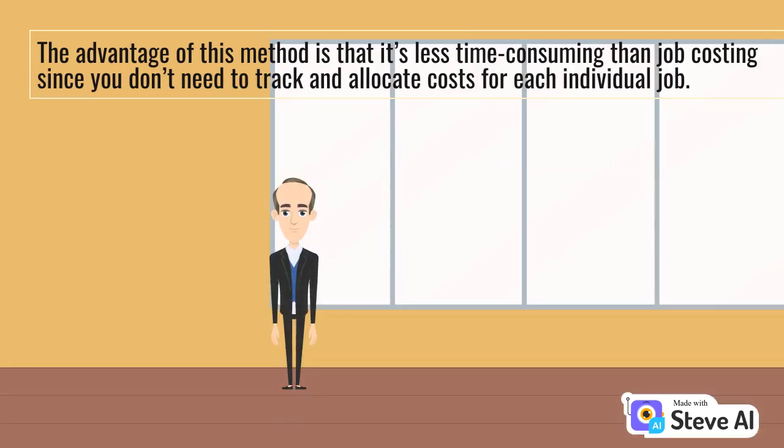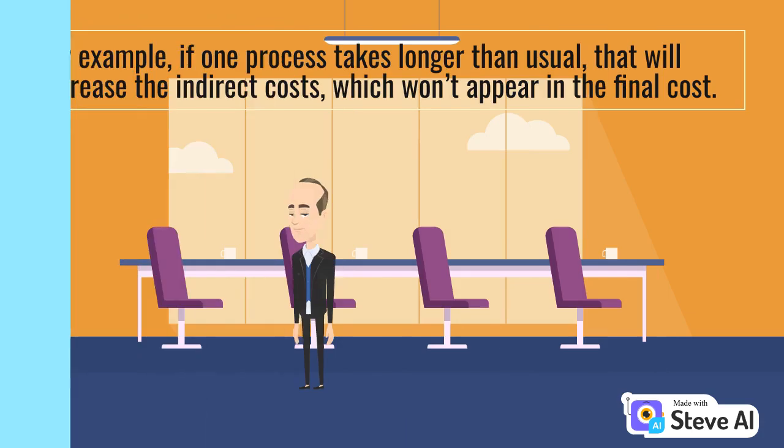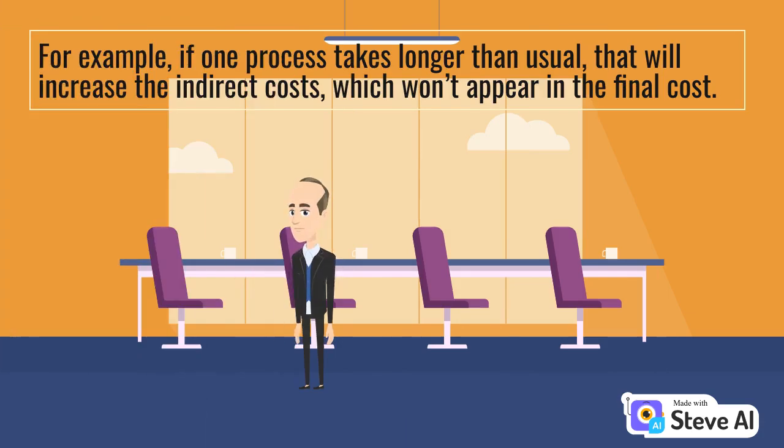The advantage of this method is that it's less time consuming than job costing since you don't need to track and allocate costs for each individual job. The disadvantage is that it can lead to inaccuracies since it doesn't consider all the costs involved in manufacturing. For example, if one process takes longer than usual, that will increase the indirect costs, which won't appear in the final cost.